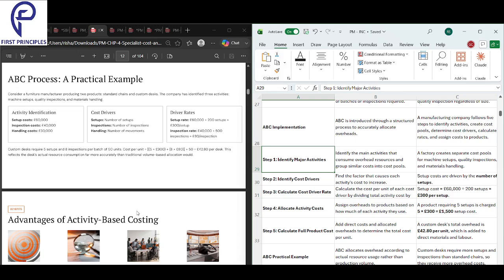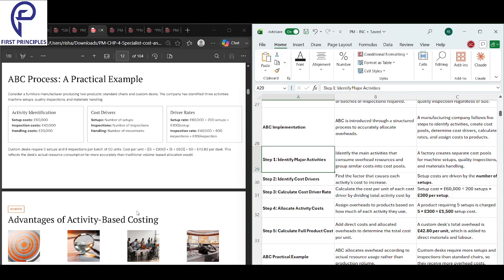Number of setups, number of inspections, and number of movements. Setup, inspection, and handling. That is called cost driver. The first thing you figured out is your cost drivers: number of setups, number of inspections, and number of movements.